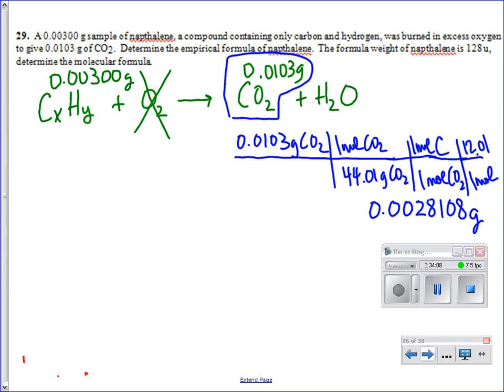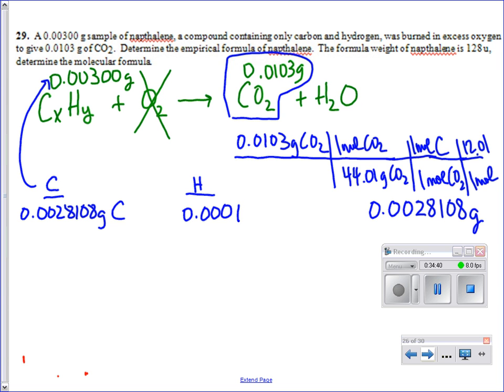Perfect. That's how many grams of carbon. All right? So I'm going to start my little table. I've got 0.0028108. Nice. And then hydrogen, how many grams do I have? What am I going to do? I'm going to subtract, because the only thing in this compound is carbon and hydrogen. What'd you get? 1892? All right.